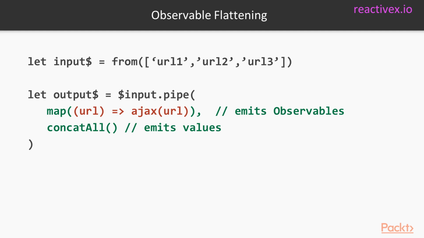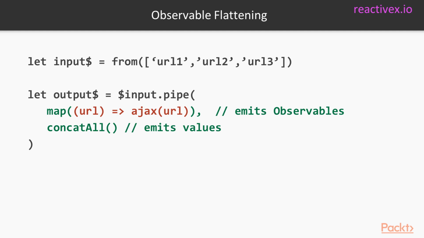Operators that we mentioned here, like concatAll, switchAll, and mergeAll, are called flattening operators. Why? Because they take a higher-order observable, you already know that it is an observable that emits other observables, and produce a first-order observable, or an observable of values.